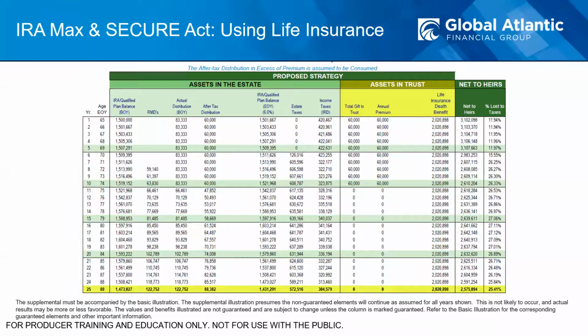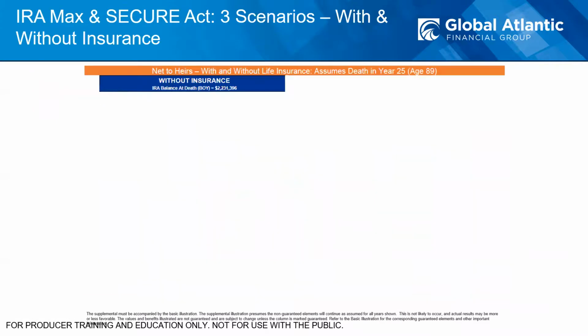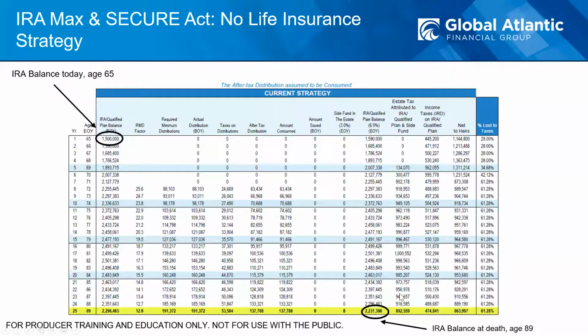Then there's this other page that shows what if you took the distributions today. He took the distributions of $83,000, has a net $60,000 and puts it into insurance. What does that look like over time? This shows you that the 1.5 million, you take the $83,000, you pay taxes, you have $60,000, it goes to the life insurance. And so the IRA balance at death age 89 is 1.4 million on which taxes have to be paid. So we also have in the Design Hub, we show you that 2.2 million when you don't use insurance.